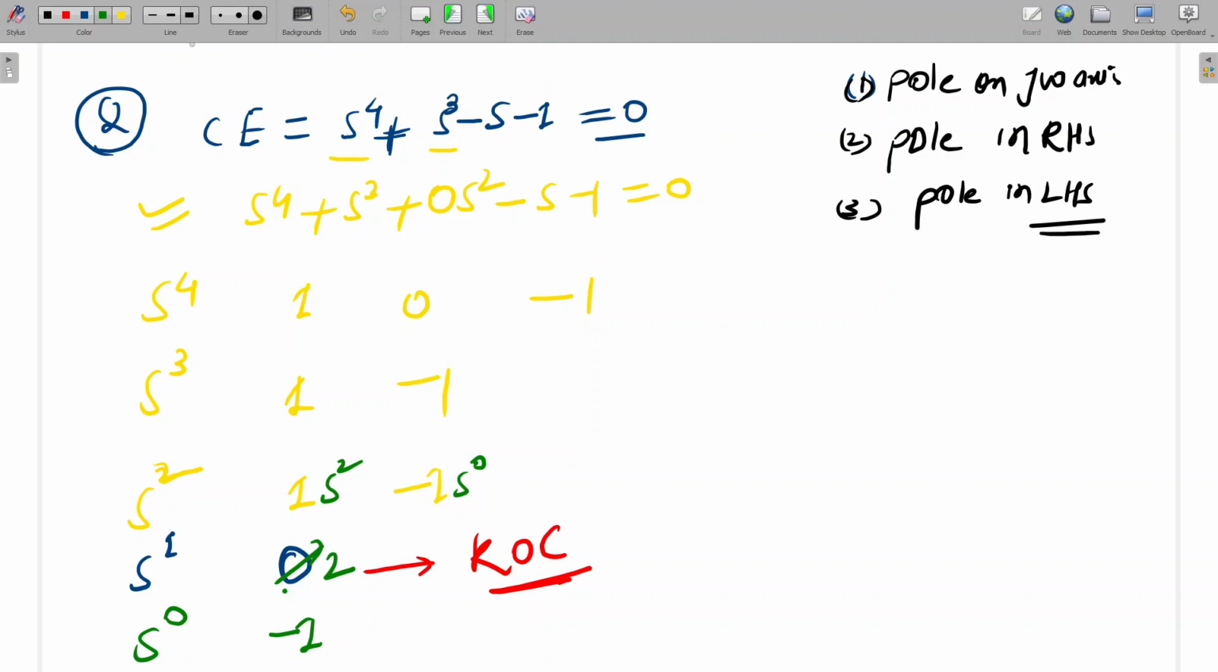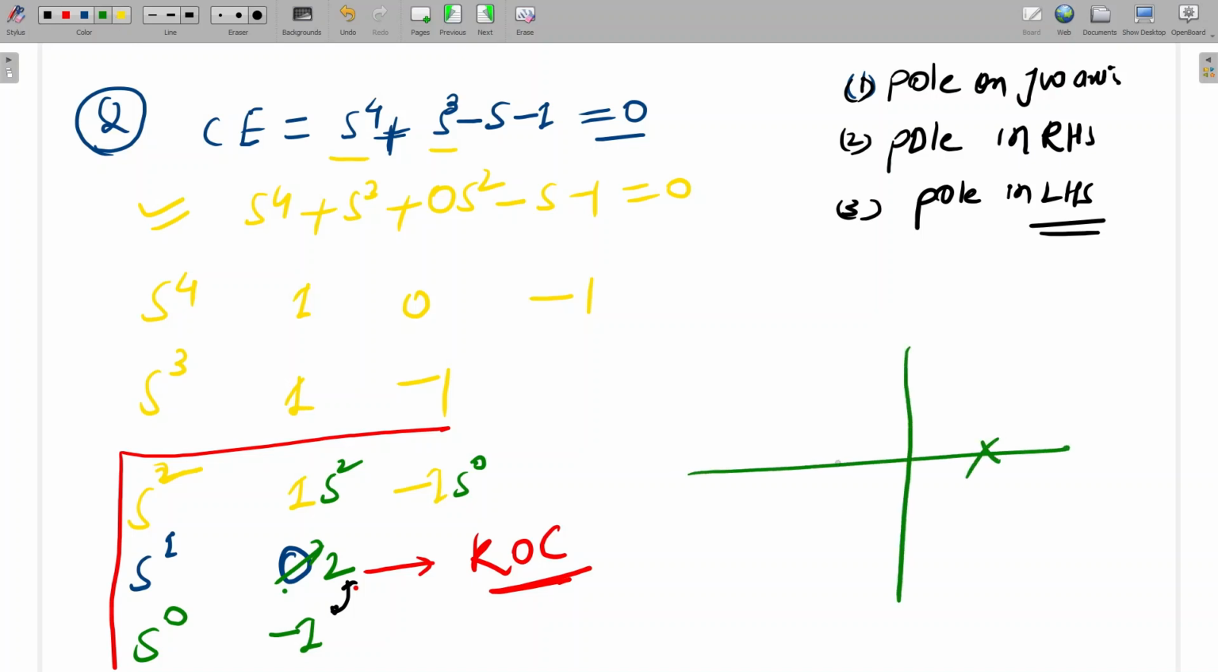So our auxiliary equation order is 2. One sign change is there, but two poles are there, which should be symmetrical with respect to the origin. So one pole will be in the right hand side, and one pole will be in the left hand side. So one pole is here and one pole is here.